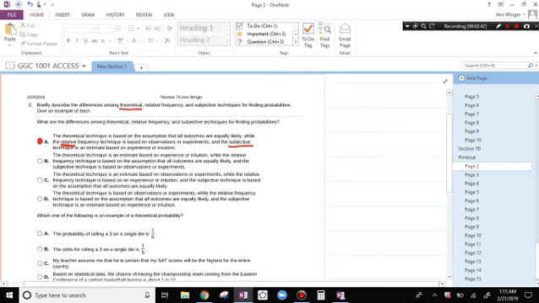Which of the following is an example of a theoretical probability? The probability of rolling a 3 on a single die. Well, a die has 6 sides. The probability of rolling a 3, that's one way of rolling a 3 out of 6. That is a theoretical probability.